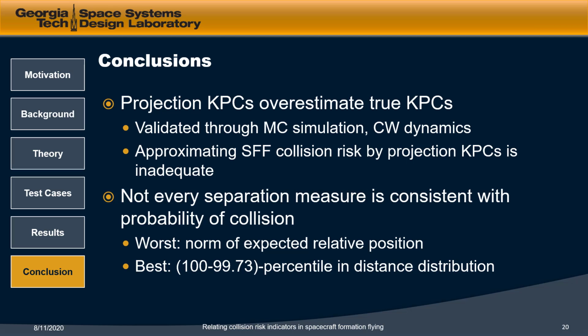Second, it is found that not every separation measure, together with true KPC, produces consistent collision risk assessments. The worst performing separation measure is the norm of expected relative position, and the best performing one is the 99.73% minimum value in the distance distribution. This result helped bridge the gap between distance-based and probability-based collision risk assessments in flight.